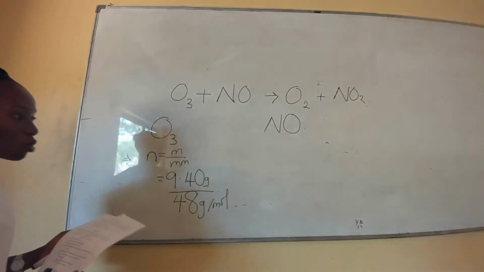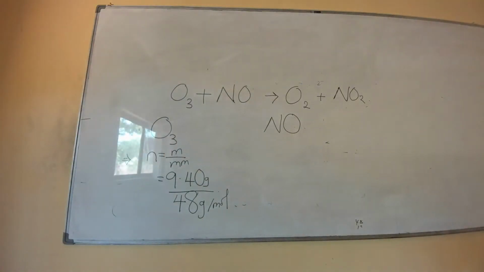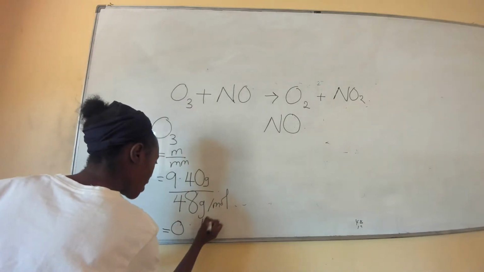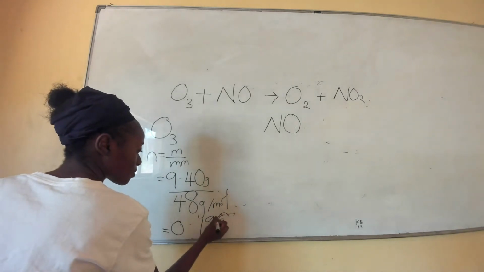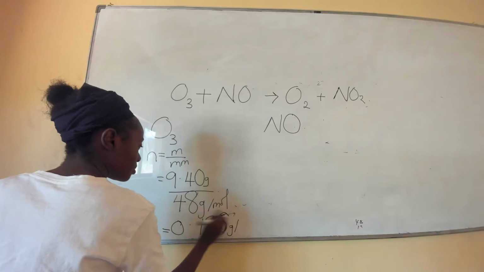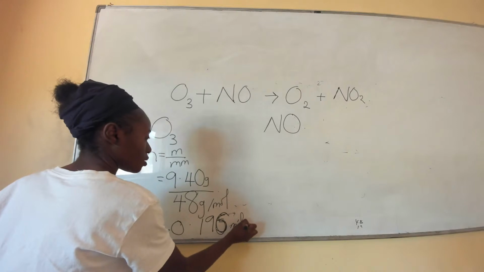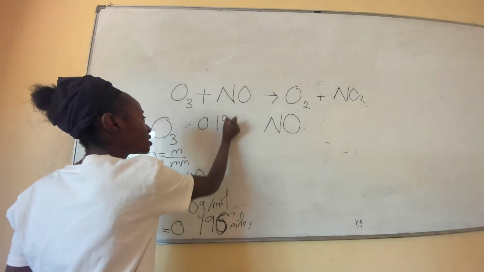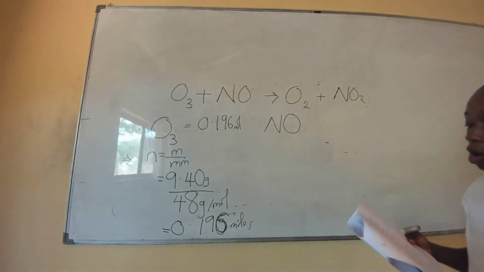And if we were to divide this 9.4 over 48, it was going to give us 0.195 or 0.196 moles. So let me just rewrite it at the top. So we have 0.196 moles. And then for NO, we're going to do the same thing.